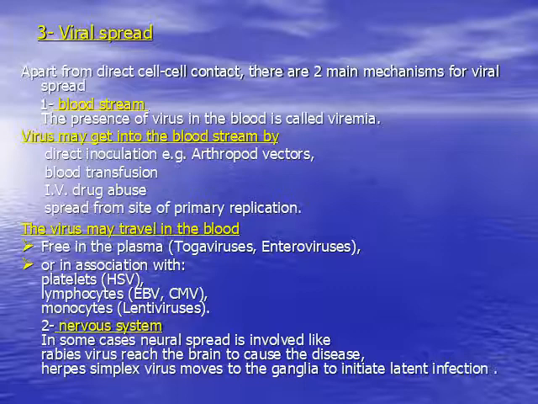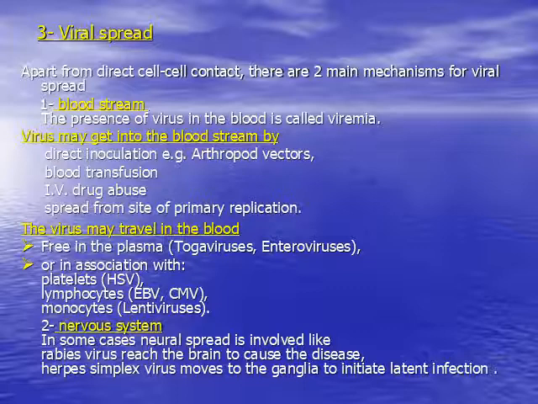Virus may get into the bloodstream by direct inoculation, in the case of arbovirus by arthropod vectors, or by blood contaminated blood transfusion, intravenous drug abuse, or spreading from the site of primary replication.